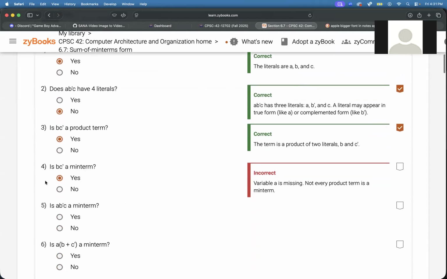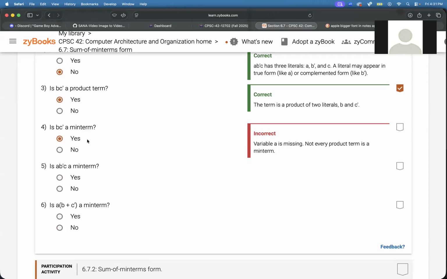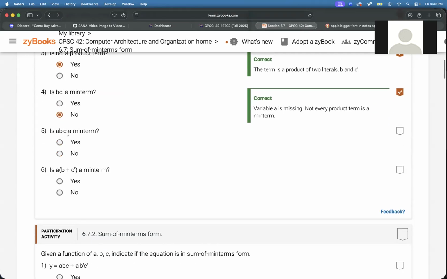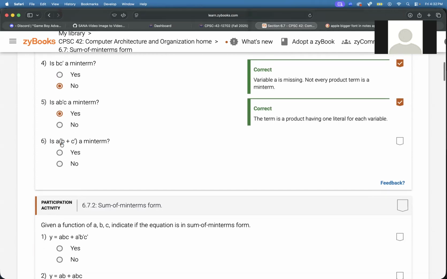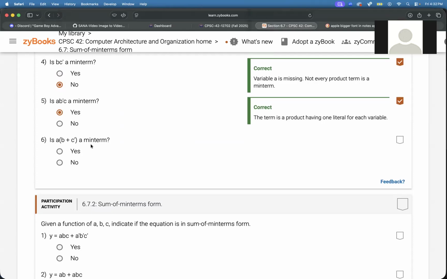Okay, fair enough. The reason I marked that as yes is because they want us to write our stuff as sum of min terms usually. And if you simplify as much as possible, you are going to have variables disappear, right? I thought that's what they were heading towards. But they say every variable appears once, so that's not a min term. Is A not B C a min term? Yeah. Is A B plus not C a min term? No, because the min terms they said were products, right?